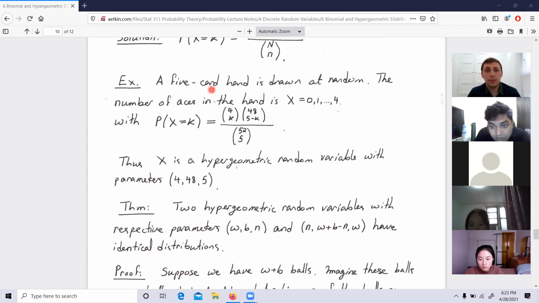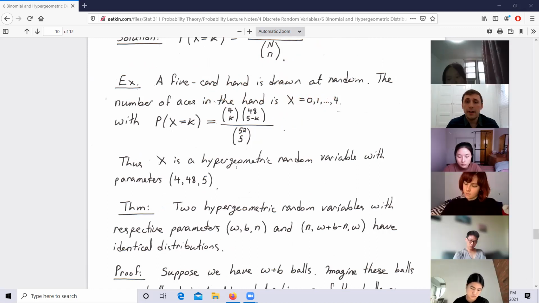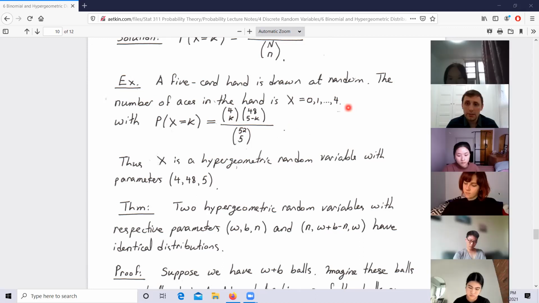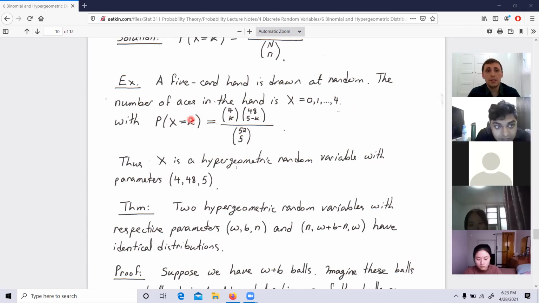Here is another easy example. A 5-card hand is drawn at random. The number of aces in the hand is either 0 or 1 or all the way to 4. If we have 5 cards that we selected randomly, we can have either 0 aces or 1 ace or 2 aces or 3 aces or 4 aces. So the aces here are the tagged elk. What's the probability that I will sample exactly k aces? That would be clearly 4 tagged aces, choose k, times the remaining cards that are non-aces, 48 choose 5 minus k, and altogether over 52 choose 5.